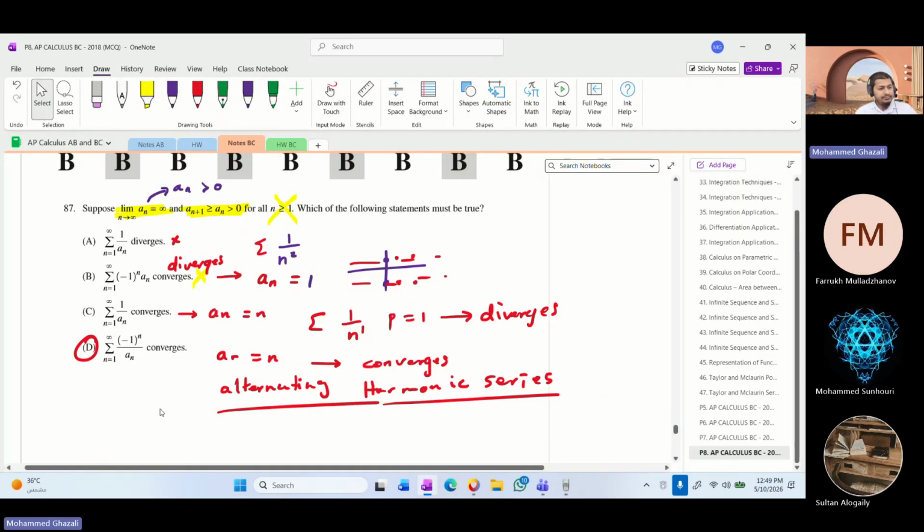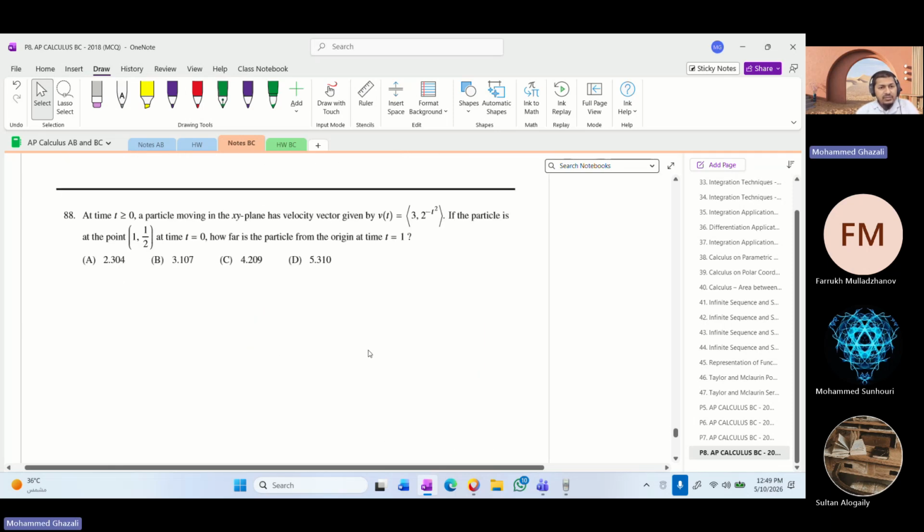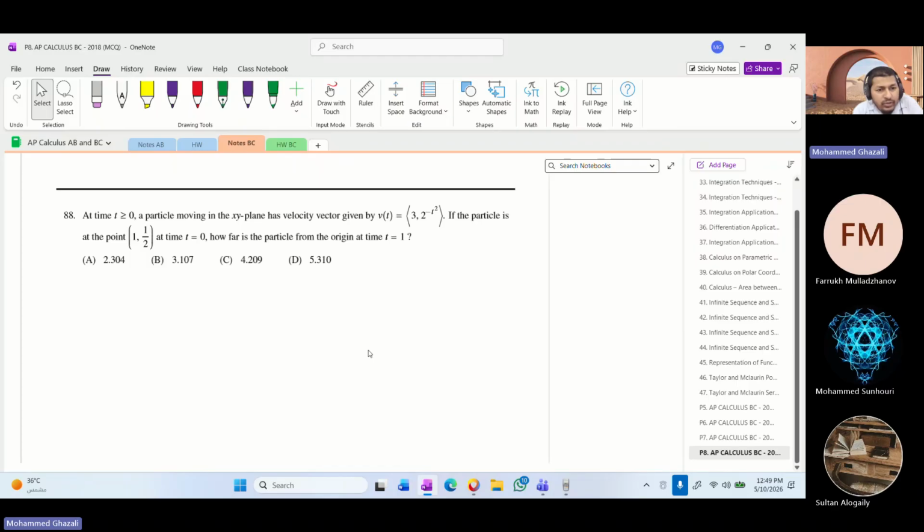All right, next example. At time t positive, a particle moving in the xy plane has a velocity vector. If the particle is at the point (1, 5) at time t equals 0, how far is the particle from the origin at time t? How far is the particle? We want distance, right? Yes, we want distance.